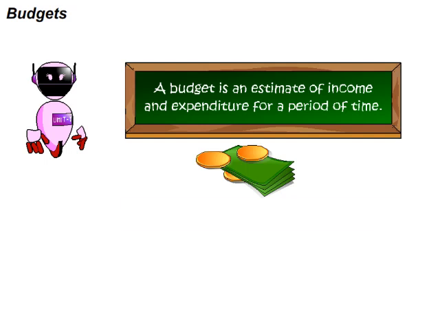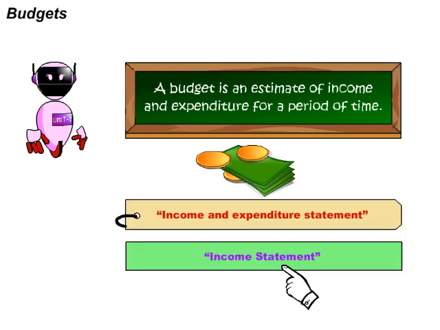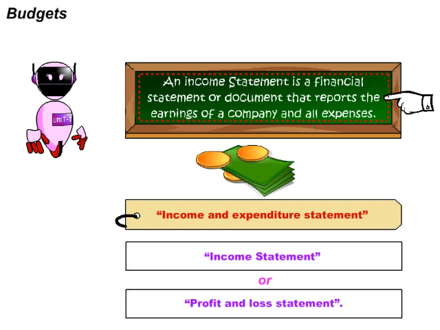Let us look at the following income and expenditure statement, also known as an income statement or profit and loss statement. An income statement is a financial statement or document that reports the earnings of a company and all the expenses.